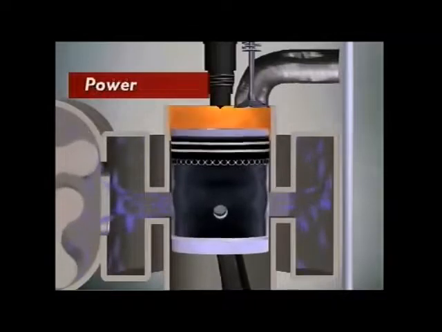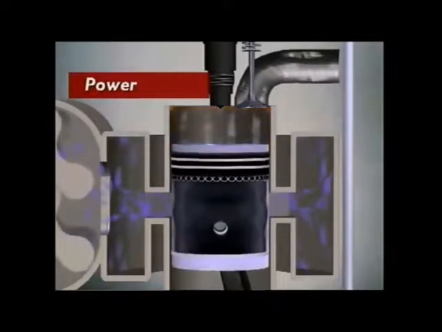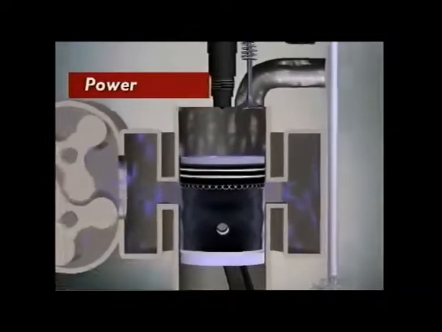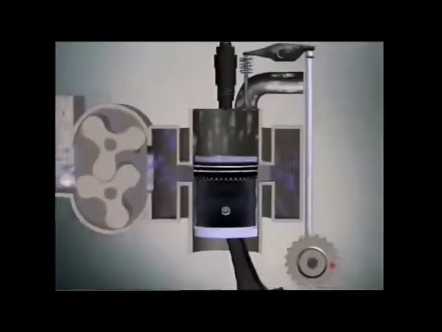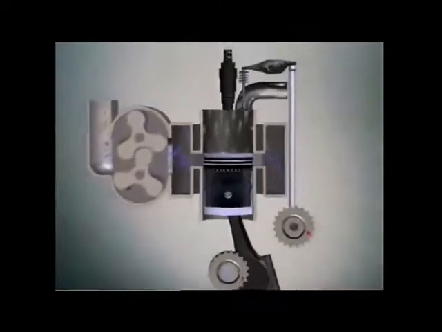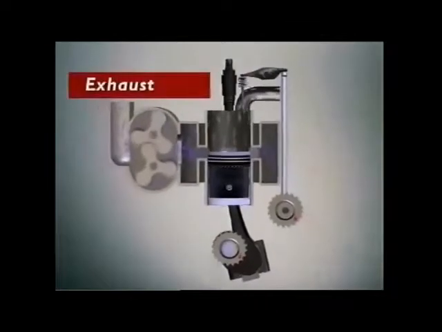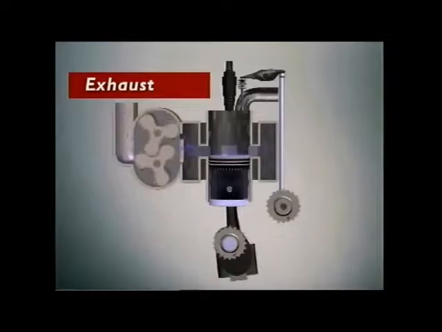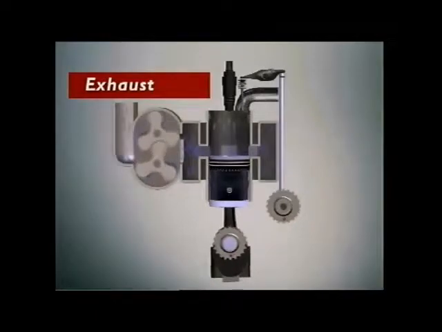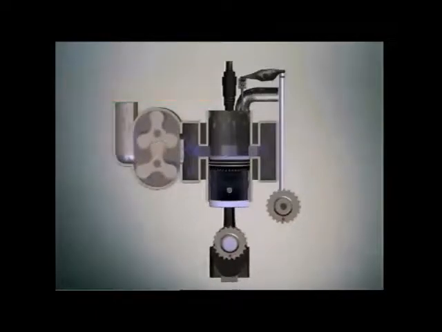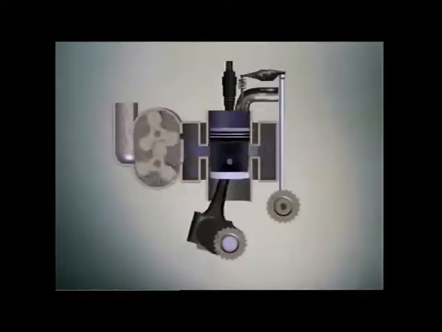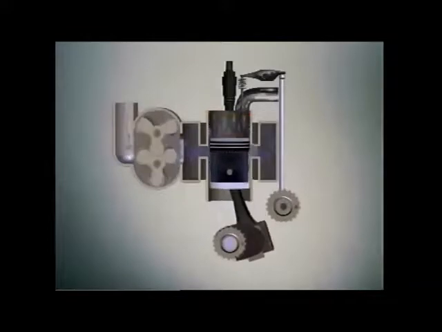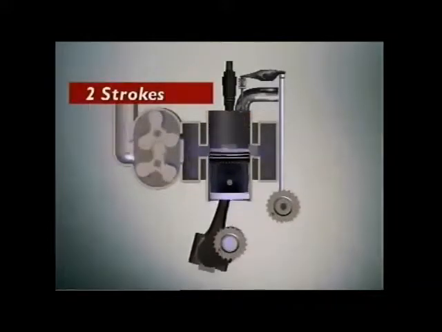Pressure from the expanding gases forces the piston down the cylinder in a power impulse. Before the piston reaches bottom dead centre, the exhaust valve opens and burned gases escape. The inlet port is uncovered and it admits fresh air from the blower. The piston reaches bottom dead centre. The cycle is ready to repeat itself. All 5 events occur in just 2 strokes.